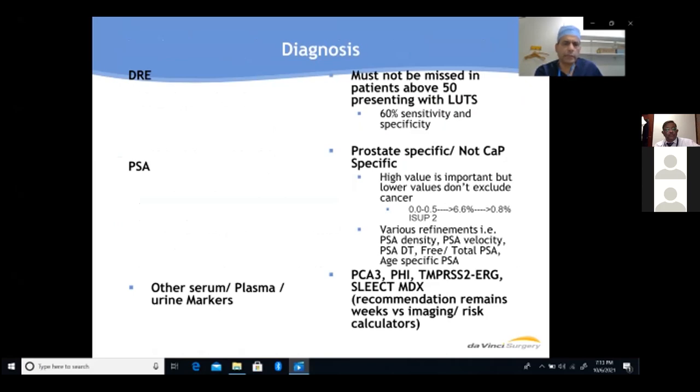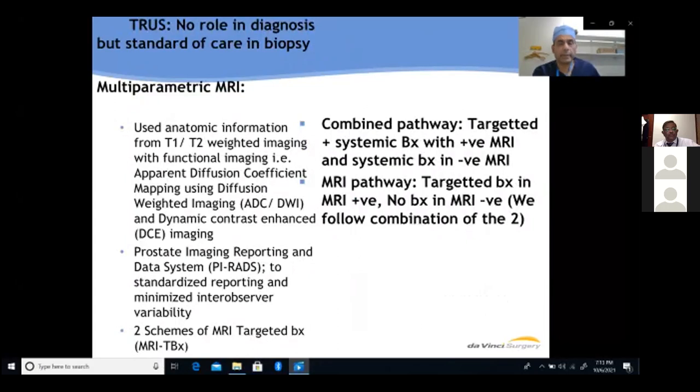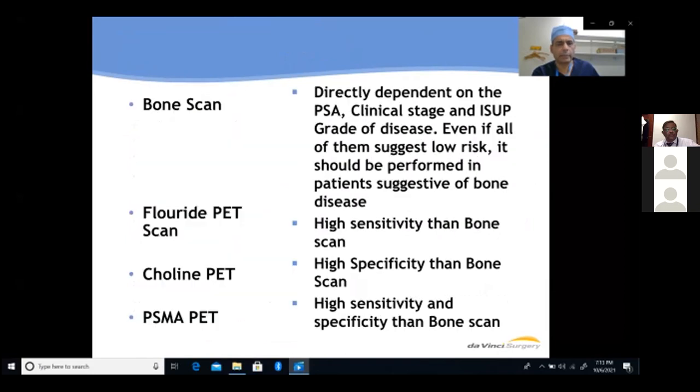So we diagnose it with DRE, PSA, and there are other markers like PSA3 and different other new ones, PHI, ERG, and multi-parametric MRI is the gold standard now, where we do gadolinium-enhanced multi-parametric MRI, which shows PI-RADS 3 lesions or abnormality, for which we recommend targeted biopsies.